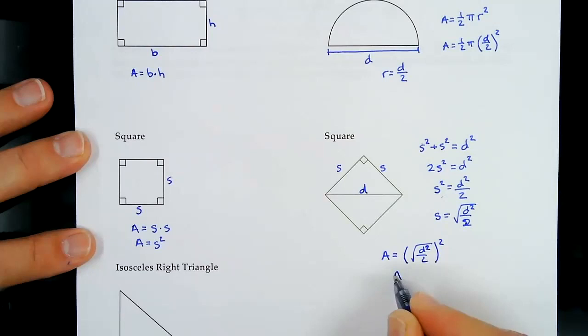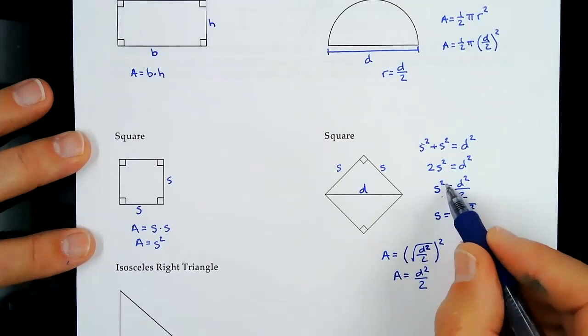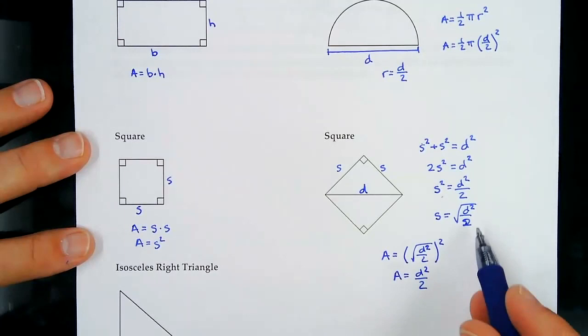I didn't even need to do this. I just realized it as soon as I jumped into it. This right here, because S squared is the area, right? That's the area right there. Okay, so the area is D squared over 2. I just did a little extra work that I really didn't need to do.